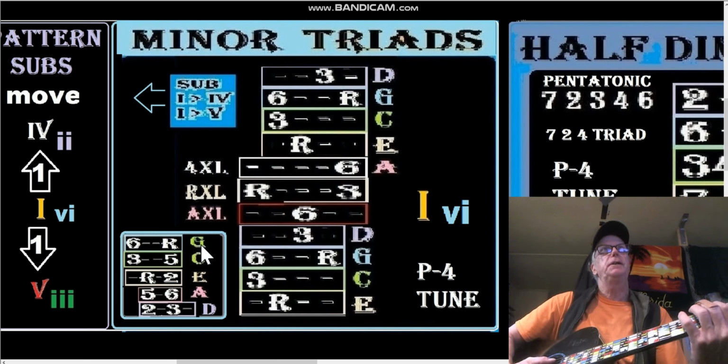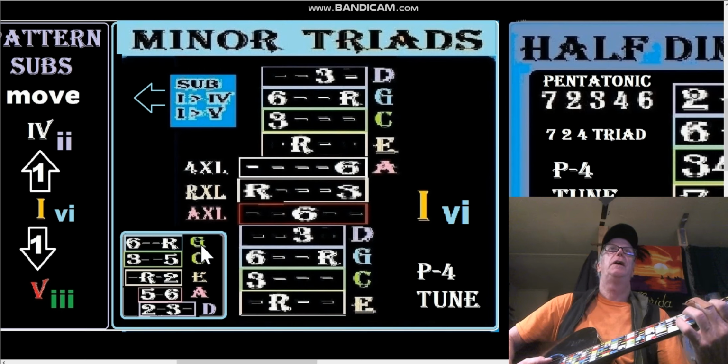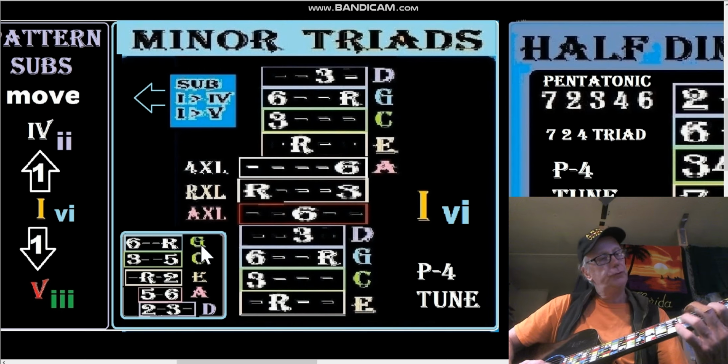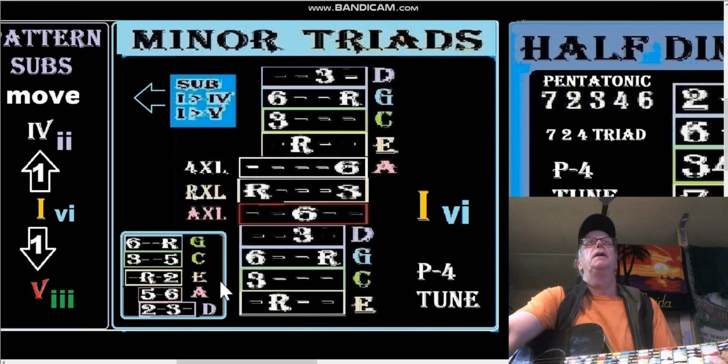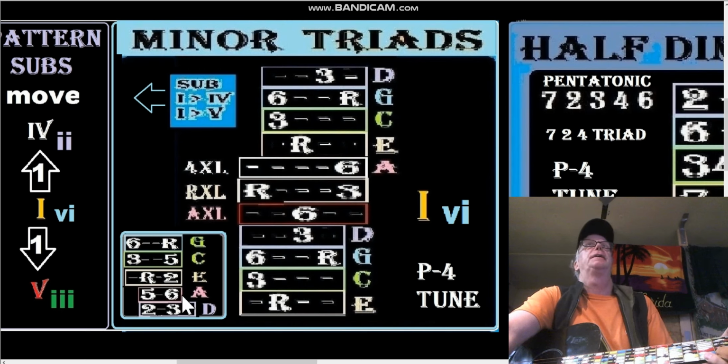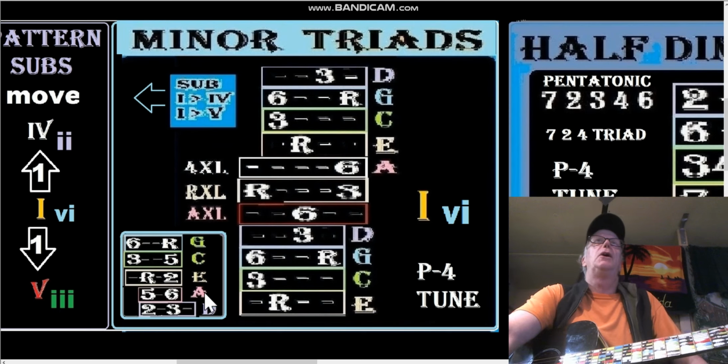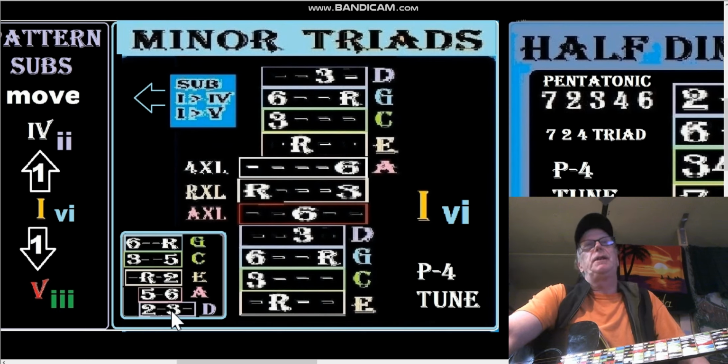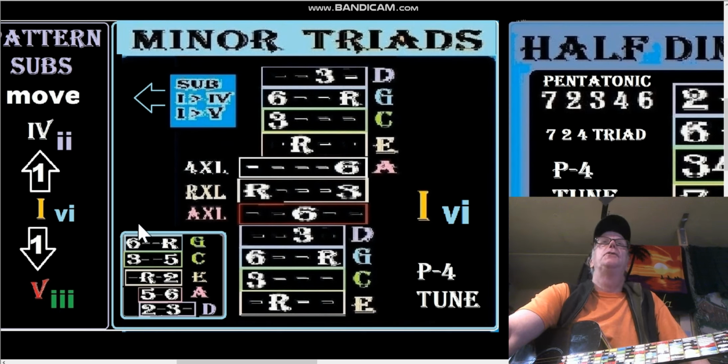So here's your D. It's going to be 2, 3, 5, 6, root, 2, 3, 5, 6, root, 2, 3. Okay, that's that. This is pentatonic. All right, so I put the wrong little thing here. I'll have to make a note of that. My bad there. So don't worry about this.